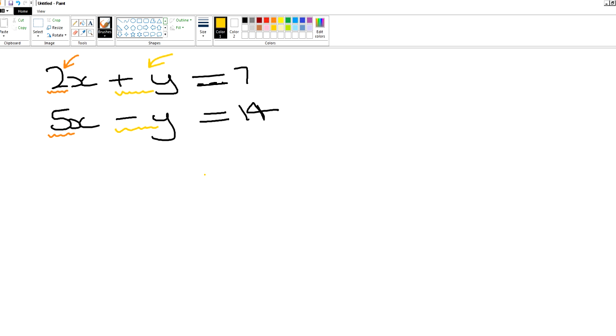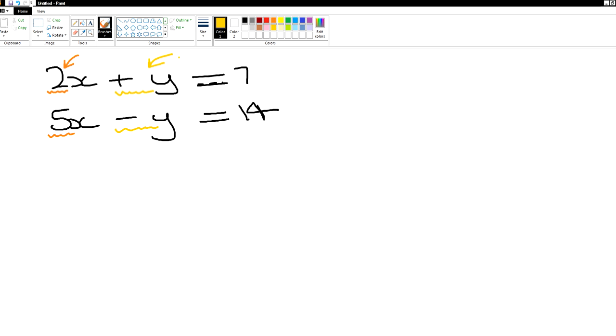Okay, Bismillah, welcome back. We're looking at the third question. So what we were saying here, we're looking at this simultaneous equation. We are analyzing the coefficients of x, and they are +2 and +5. So these coefficients are not equal and they are not opposite. So we leave that for the moment. Let's look at the coefficients of y.